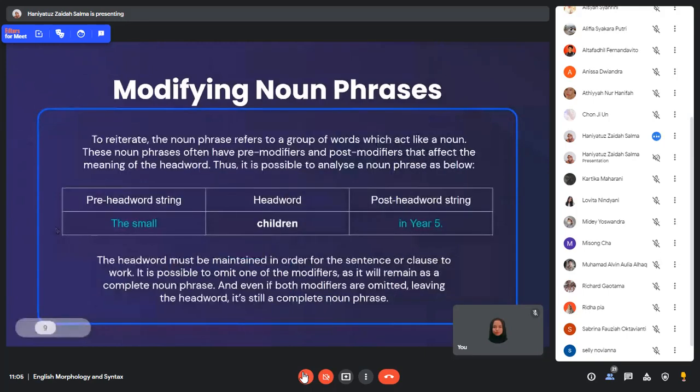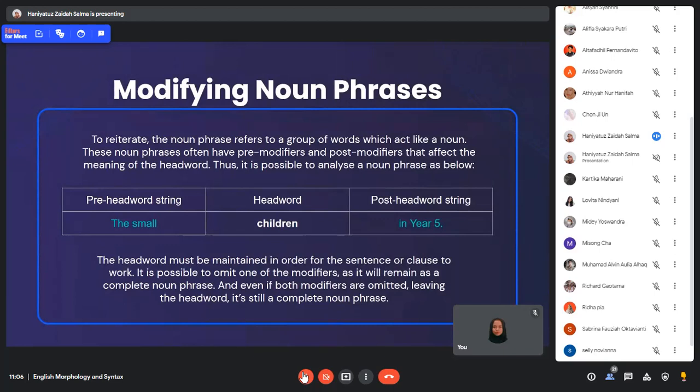As before, I've mentioned a lot of example sentences and modifying noun phrases. And so in general, you can analyze a noun phrase into three parts: what comes before the head word, the head word itself, and what comes after the head word. I'll give you the example of the sentence, the small children in year 5.